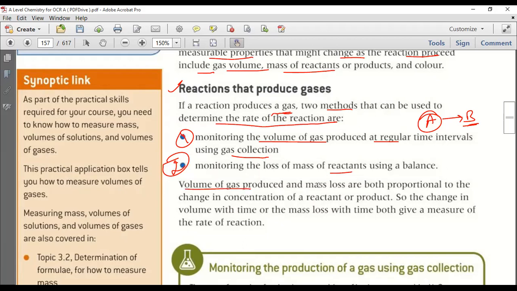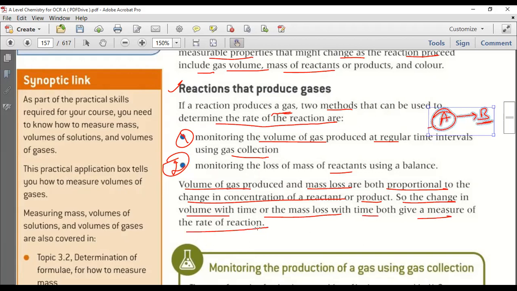The volume of gas produced and the mass lost are both proportional to the change in concentration of reactant or product. If there is no reactant available, then the product is at its maximum, and there will be no more reaction. The rate of reaction is finished. So the change in the volume with time, or the mass lost with time, both give a measure of the rate of reaction. Clear?